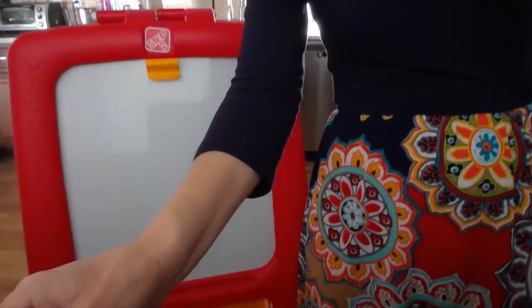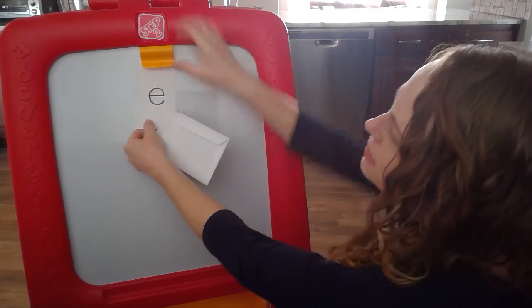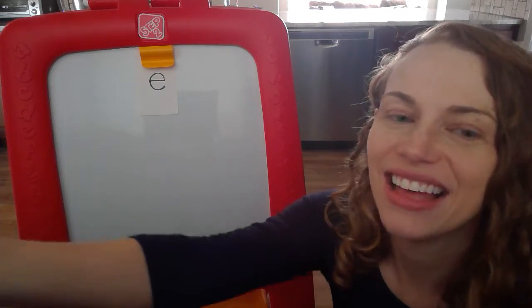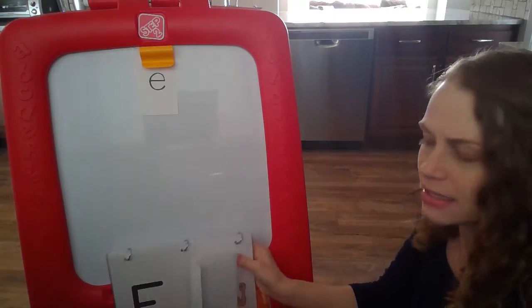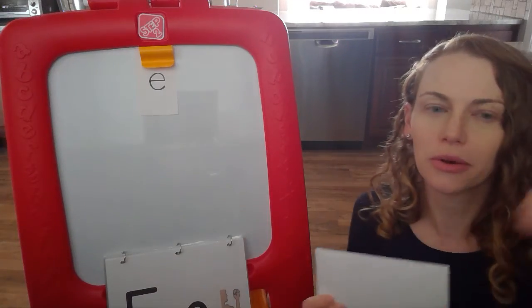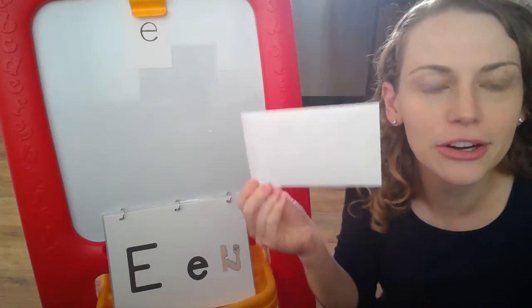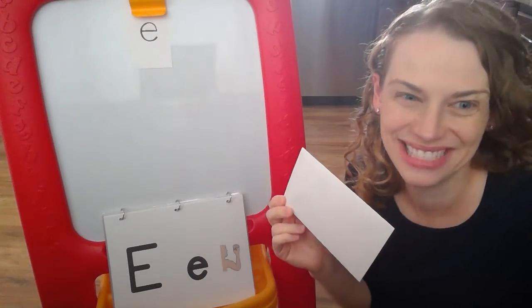Are you ready, Edgar? Oh, good. Edgar the elephant is ready to start. All right, so I'm gonna tip this down so that you can see a little bit better. And I've got my envelope because envelope starts with E. Eh, eh, eh. Good job. There we go. And I'm going to practice writing that letter E all over my empty envelope.